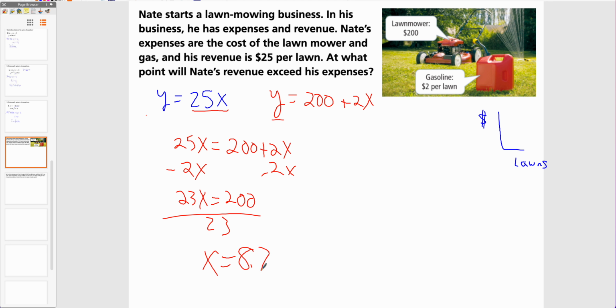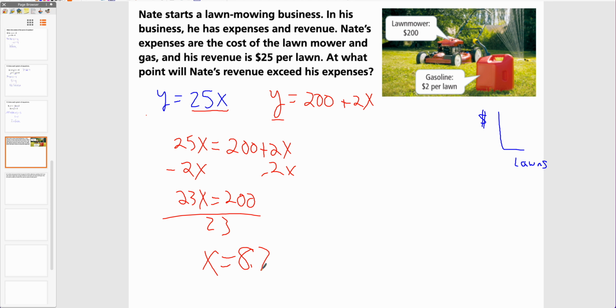So Holden was over there yelling 8 lawns, and you were close because 8 lawns covers the lawnmower, but you didn't figure in the gas. So I would say that's 8.7, and he's not gonna mow a partial lawn, so you're just gonna round it to 9 lawns. He's gonna finish that one out, and then he gets to pocket a couple of bucks at the end of that lawn, and after that, he's just paying $2 per lawn for gas, and he's making way more money.